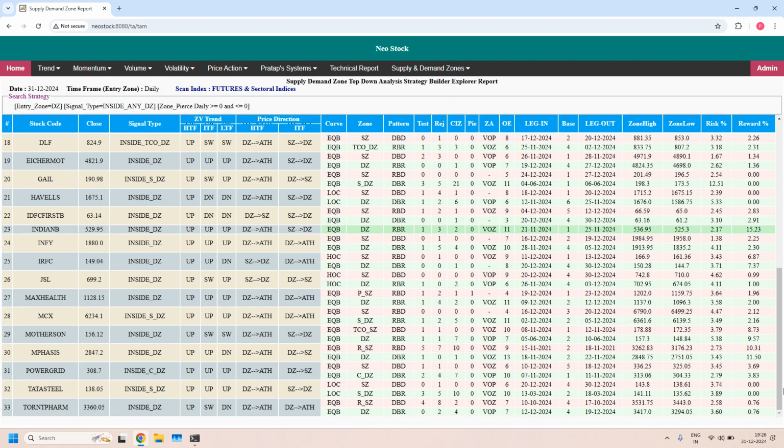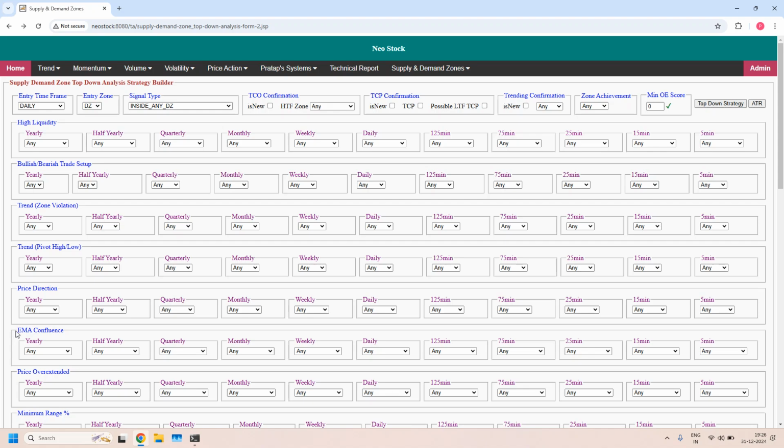Out of these 33, there could be some high probability setup supported daily demand zones based on the daily EMA Confluence. So let's filter the stocks based on EMA Confluence. So in the EMA Confluence at a daily time frame, I am setting the filter daily demand zone having daily EMA Confluence. And the trend at daily time frame should not be sideways. So I'm selecting up or down.